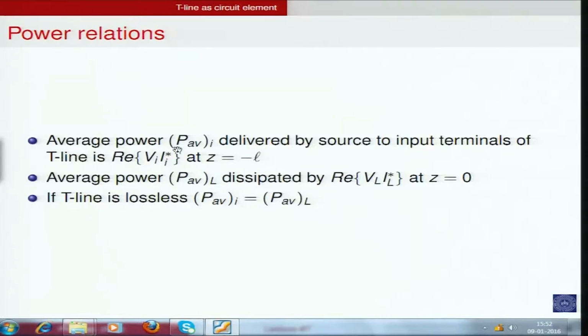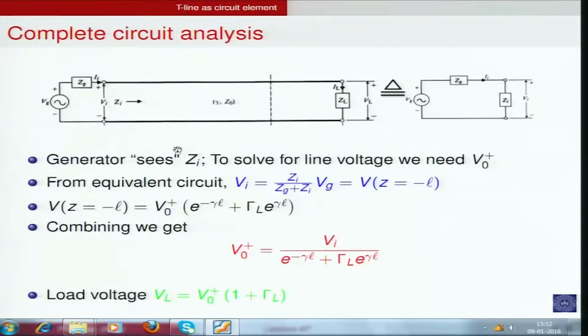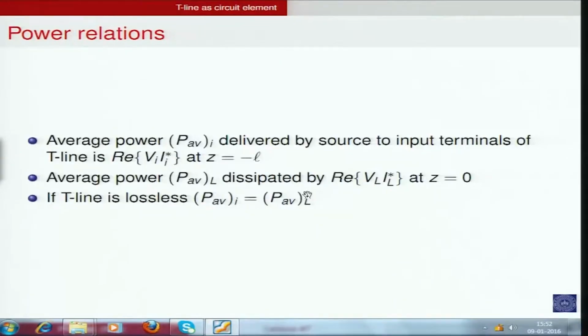Okay, we have already seen what Vi is. Vi is nothing but this particular thing, right? So Vi is Zi by Zg plus Zi into Vg. So given Vg, find out what Zi is, the input impedance of a transmission line of length L, and then write down this as half the real part of Vi Ii conjugate.